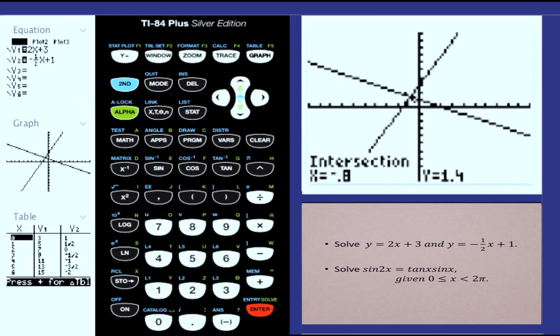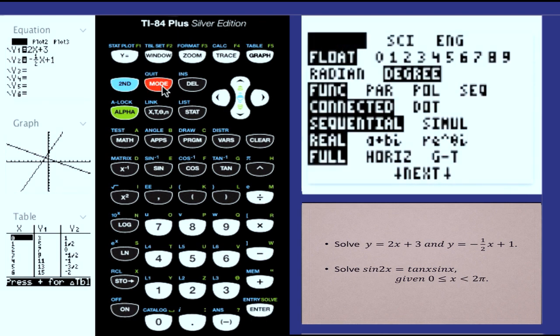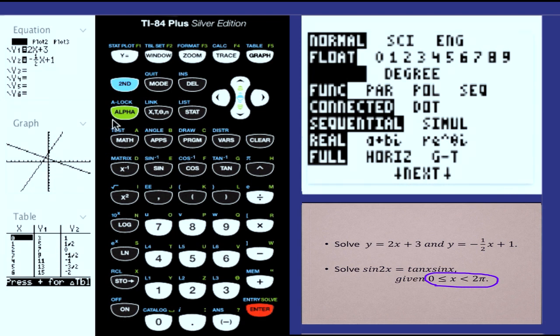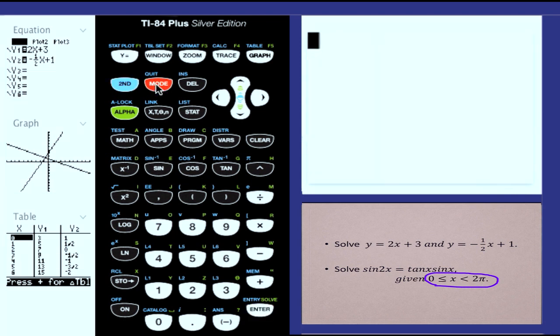All right. Let's go back. We're going to look at the second equation. This time we're going to type in a trig function. So there's a couple of things that we need to do. We need to change the mode of our calculator to radians, because if you see on the screen, we're given the domain of 0 is less than or equal to x is less than 2 pi, which is in radian mode. So I type mode, and then I'm going to scroll down to radian, and I'm pressing enter to change it. And now to come out of that screen, I'm just going to press second and quit.